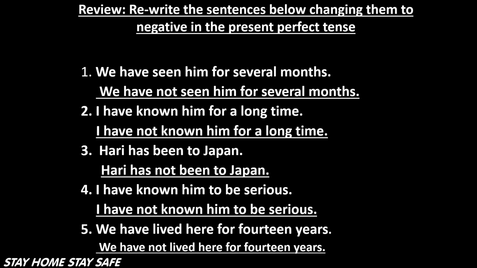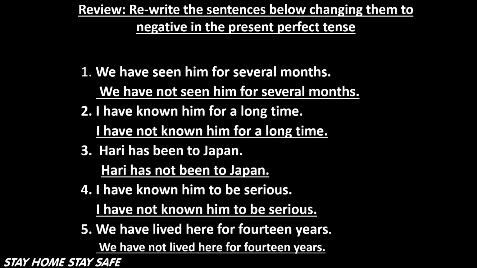And we said that we make them negative by adding not. For example, we have seen him for several months. Now we have to change it to negative. We are going to say, we have not seen him for several months. Then, I have known him for a long time. Negative, we put not. We say, I have not known him for a long time. Or you can even use a contraction, a short form. You say, I haven't known him for a long time.